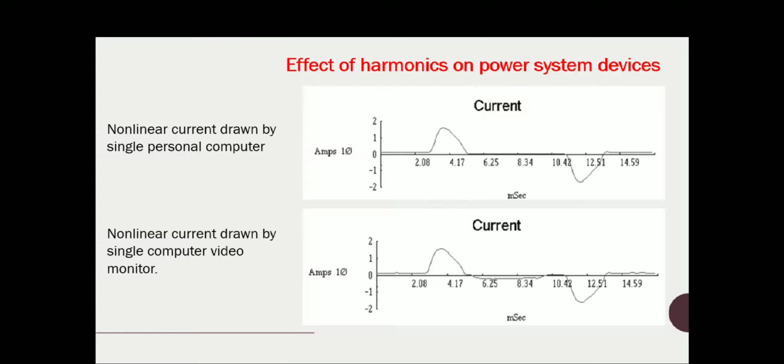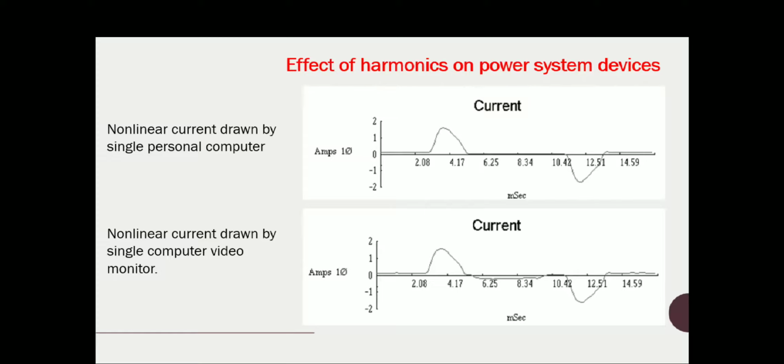The first one is the nonlinear current drawn by a single personal computer. You can see how much it is distorted. We expect it to be sinusoidal, and now we can see the waveform pattern. It is not at all in a sinusoidal shape. It is completely distorted. And you can see the second one is the nonlinear current drawn by a single computer video monitor. So this is the effect of harmonics in the system.